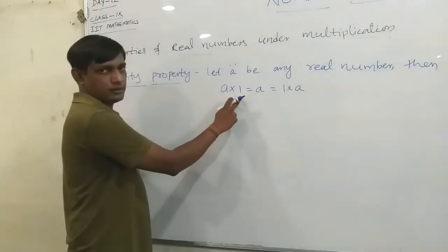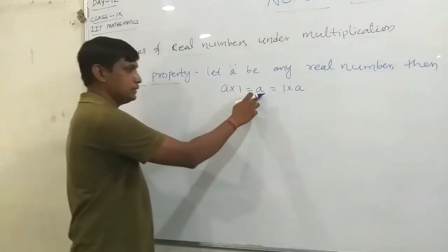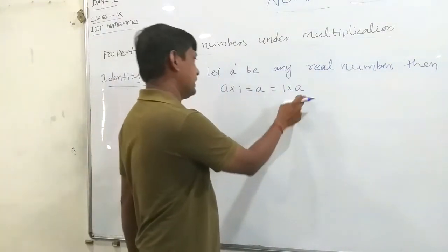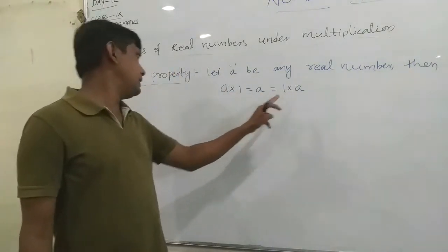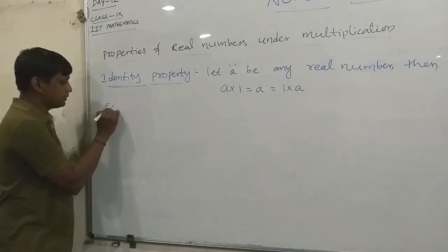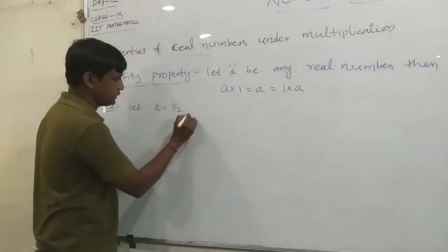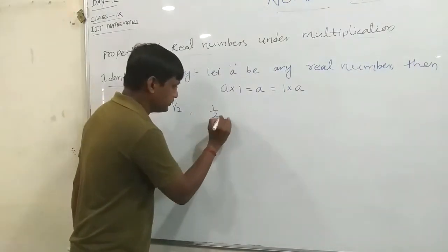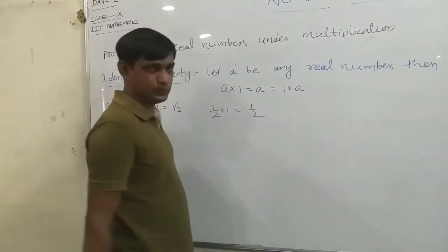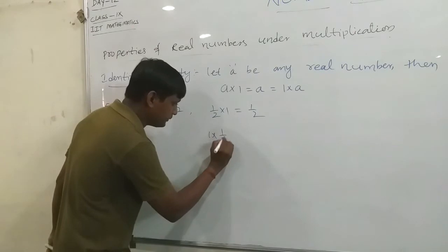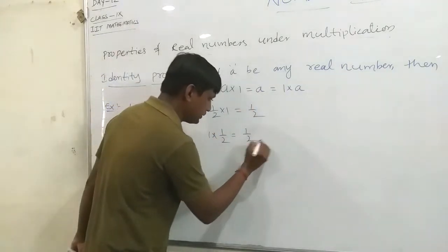So A into 1, that means any number you are taking and multiplying with 1, then I am going to get the same value, and if 1 is multiplied with the same number, again I am going to get the same number here. Hence here 1 is the identity in multiplication. So I am taking one example. Let A is equal to 1 by 2. Now this 1 by 2 should be multiplied with 1. Then I am getting the same number 1 by 2. And if 1 is multiplied with A, that is 1 into A, again it should be equal to the same number 1 by 2.